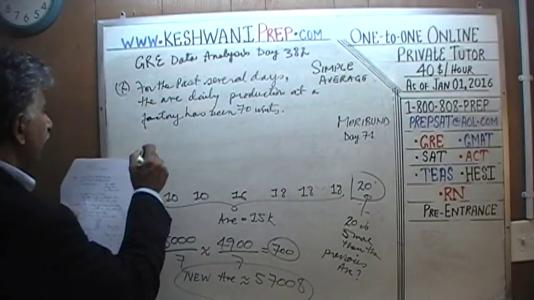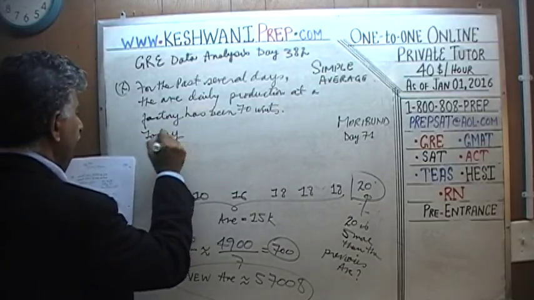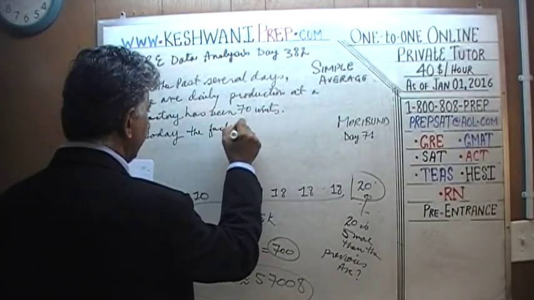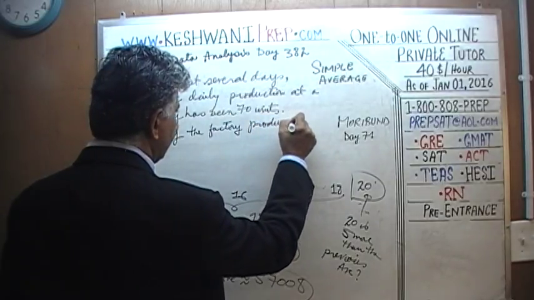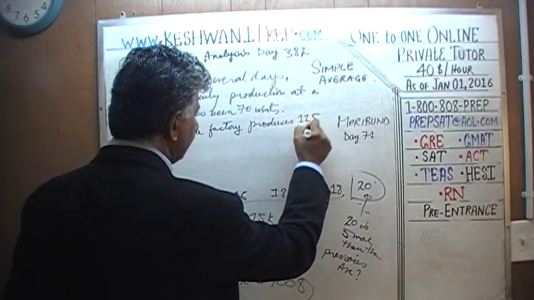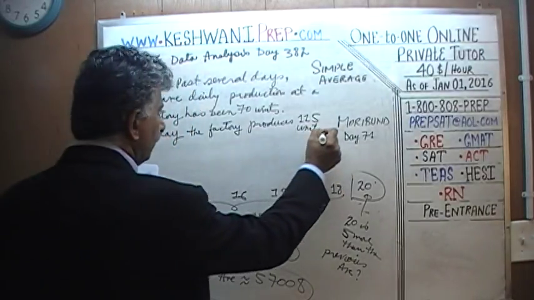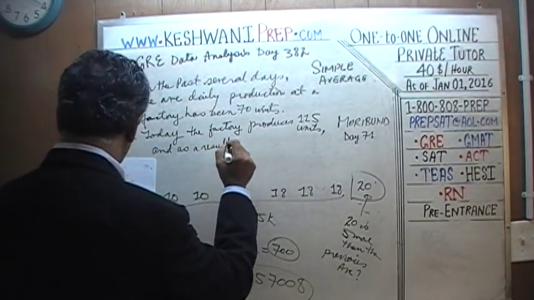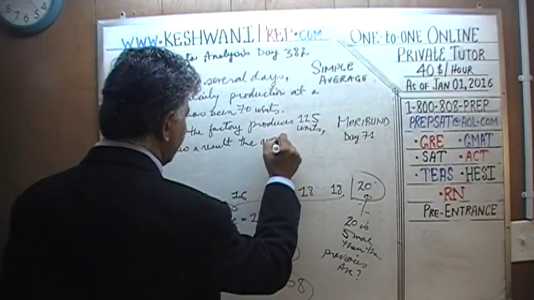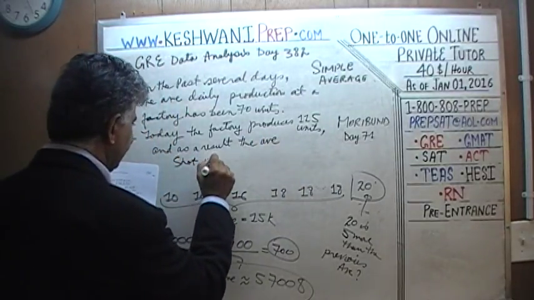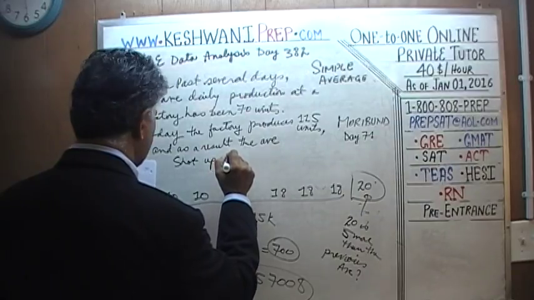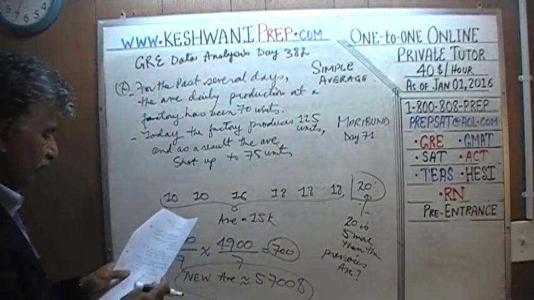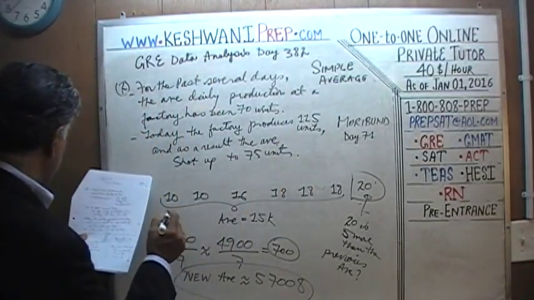It says, today, the factory produces 115 units. And as a result, the average shot up to 75 units. I should have done it in the next video. This is too much writing, as I said. The average shot up to 75 units.